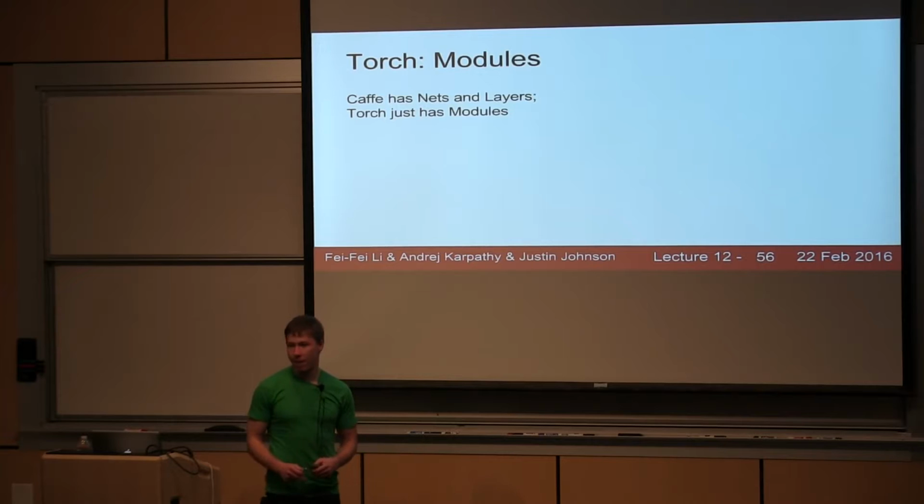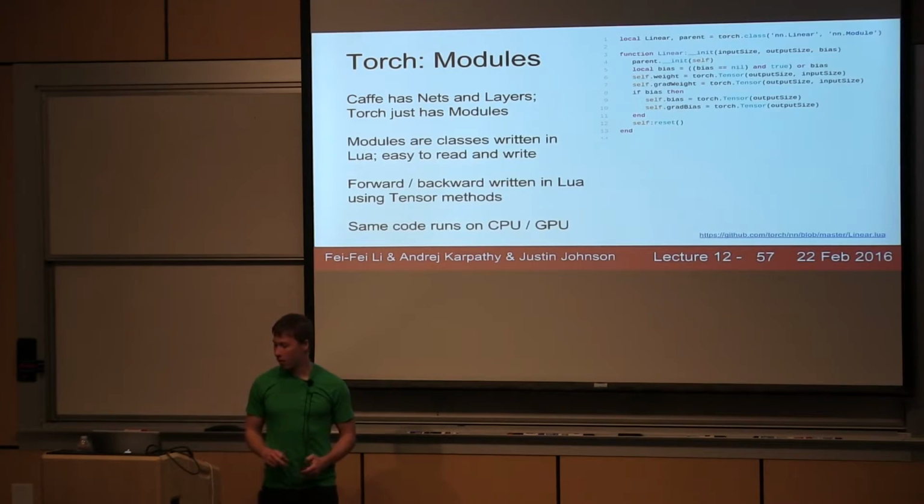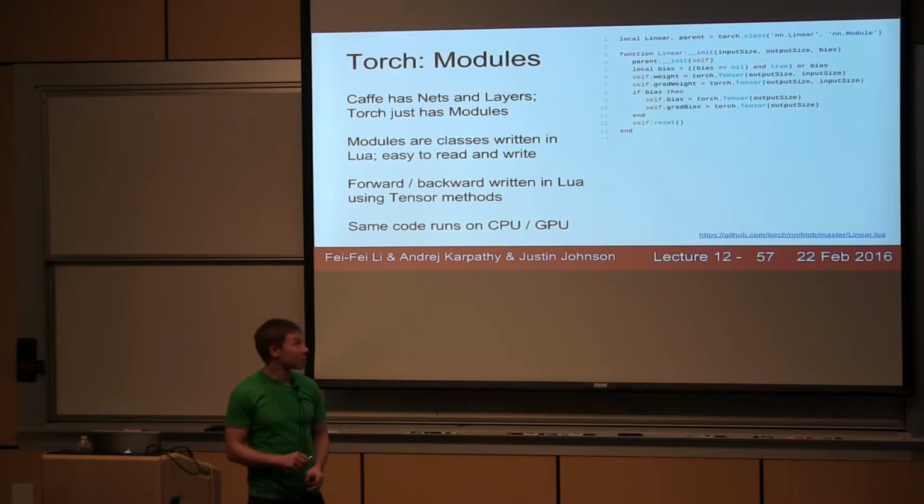Right, so as we saw in Caffe, Caffe sort of implements everything in terms of nets and layers. And Caffe has this really hard distinction between a net and a layer. In Torch, we don't really draw this distinction. Everything is just a module. So the entire network is a module, and also each individual layer is a module. Modules are just classes that are defined in Lua that are implemented using the Tensor API. So these modules, since they're written in Lua, are quite easy to understand.